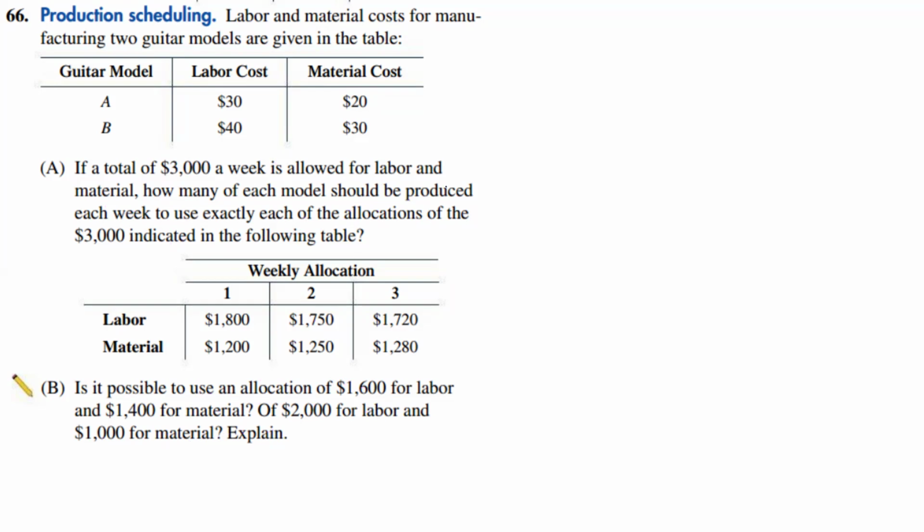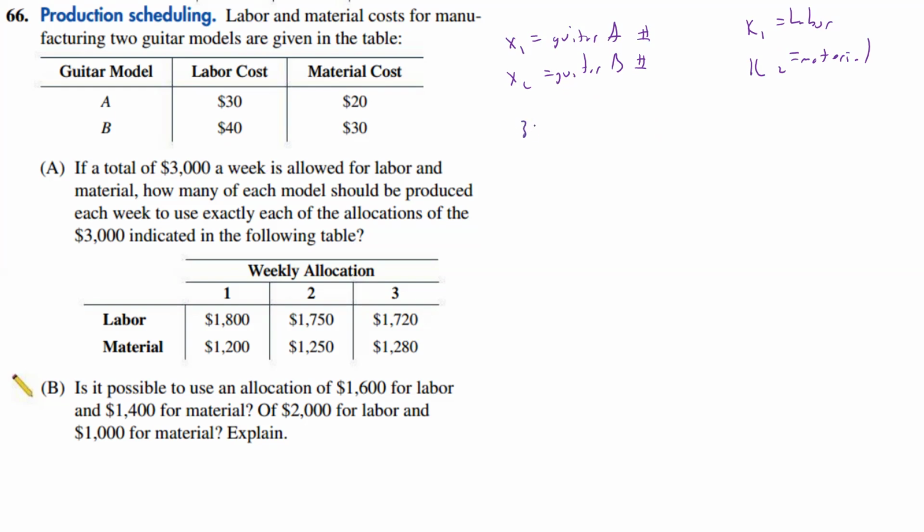All right, so I have a little bit of work to do. So let's first let x1 equal the guitar A number, and let's let x2 equal the guitar B number. So the number of those. Now, since we have cost, let's let K1 equal labor cost and K2 equal material cost. Okay, so now we can write equations with this.